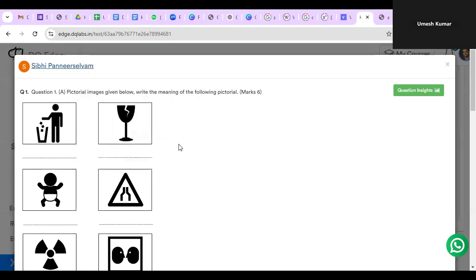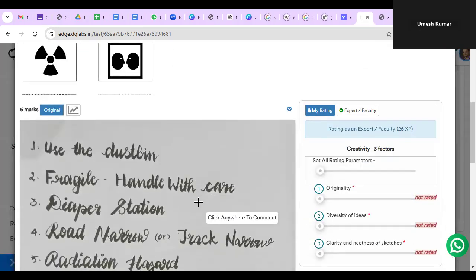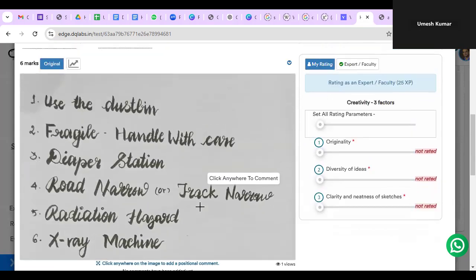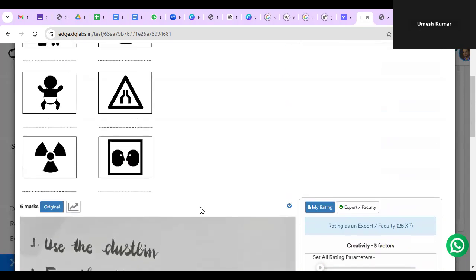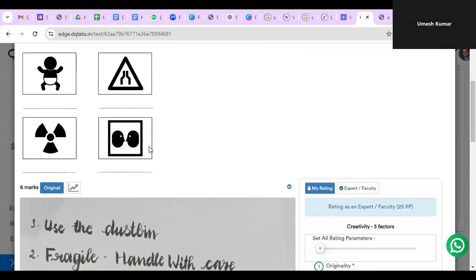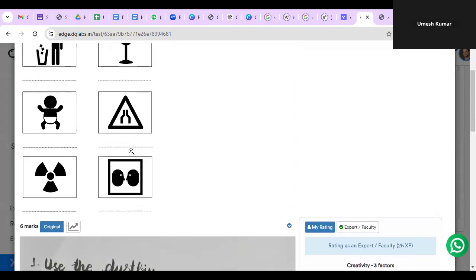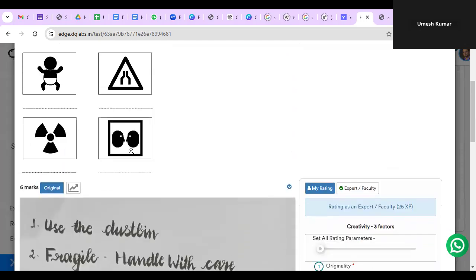Okay, let me open this and keep it. Use the dustbin, fragile, handle with care, diaper station, road narrow or track narrow, radiation hazard, X-ray machine. Number 6, this is X-ray machine. How did you find this as an X-ray machine? Sir, actually, I saw that symbol in a hospital, on that X-ray machine. Really?